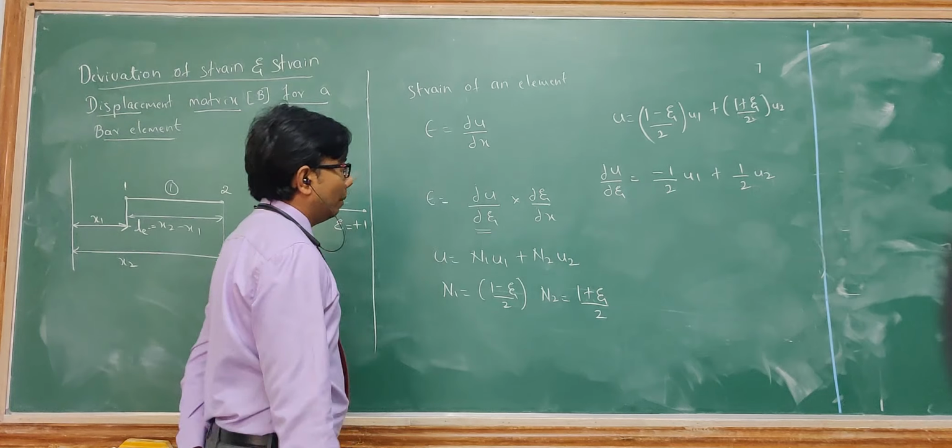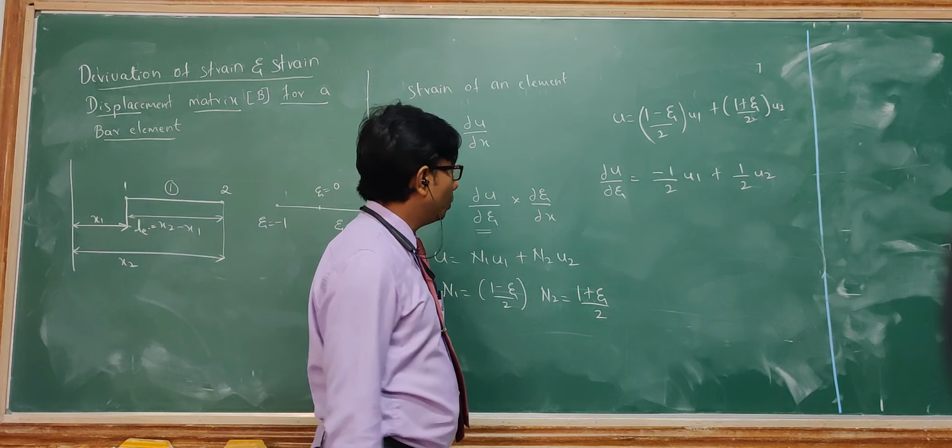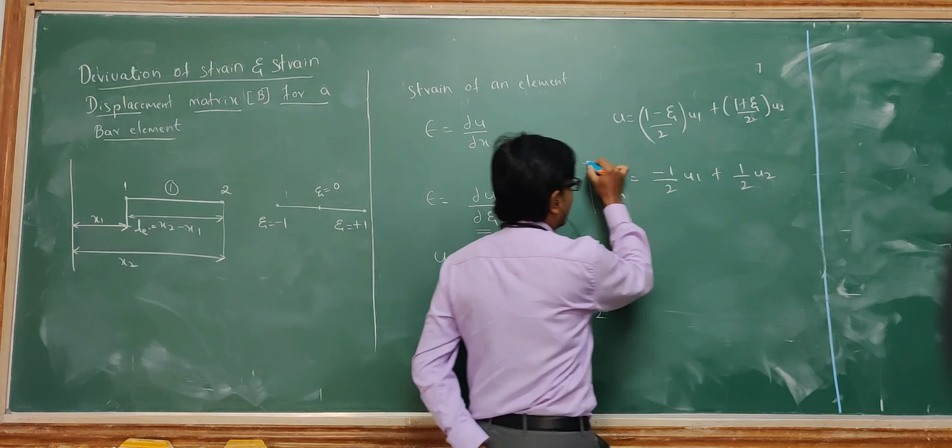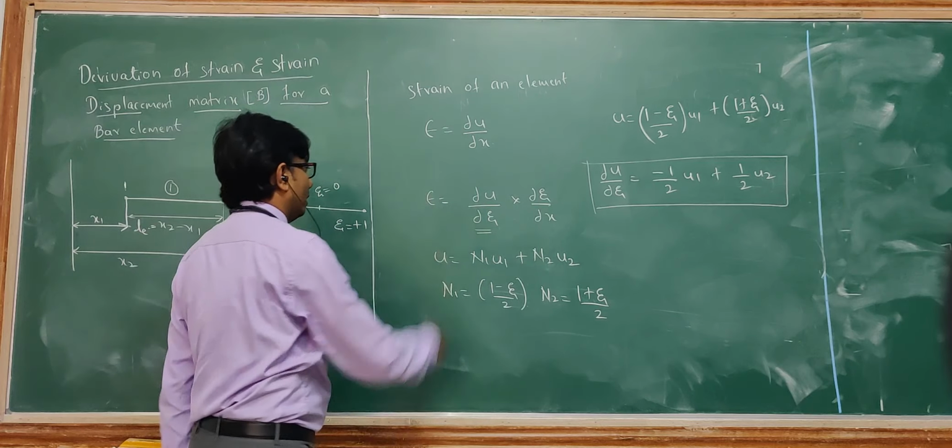Is it clear? I will be getting minus 1 by 2 u1 plus 1 by 2 u2. So I will keep this as it is. I will multiply it in the later case.